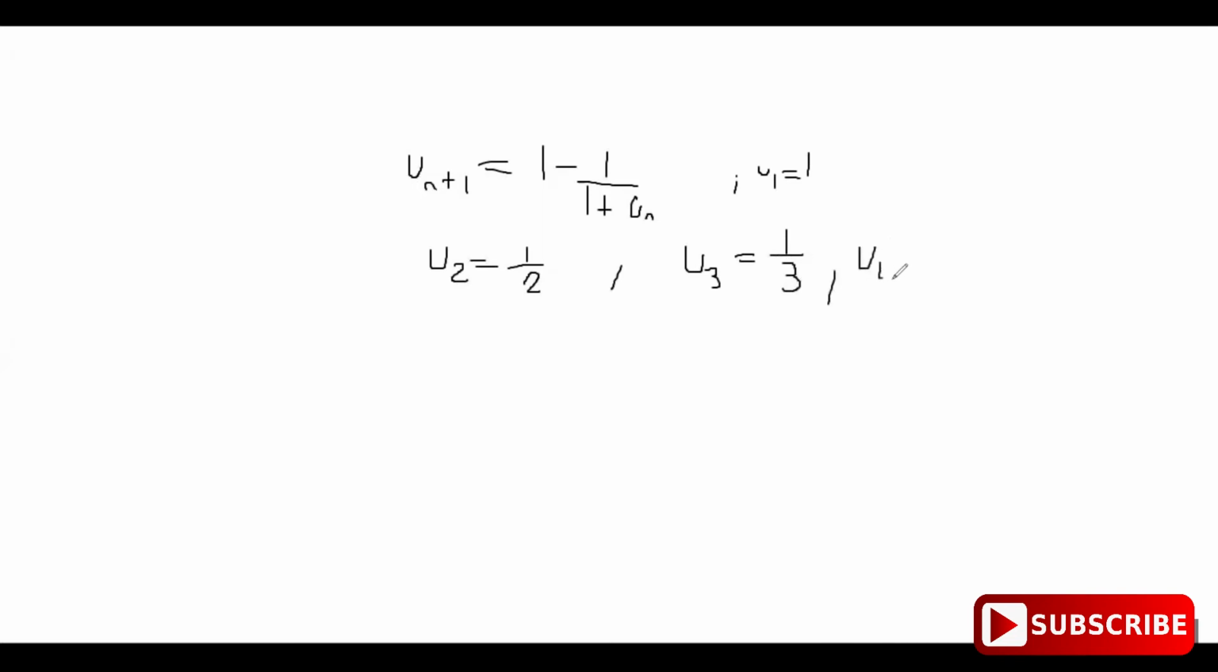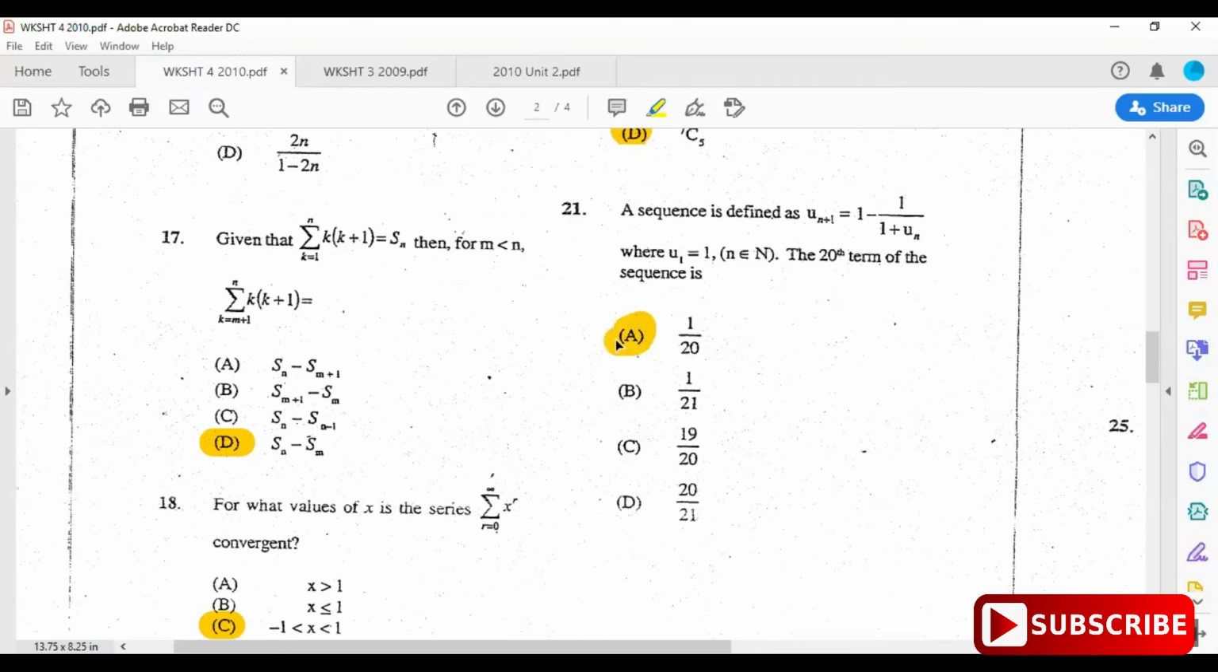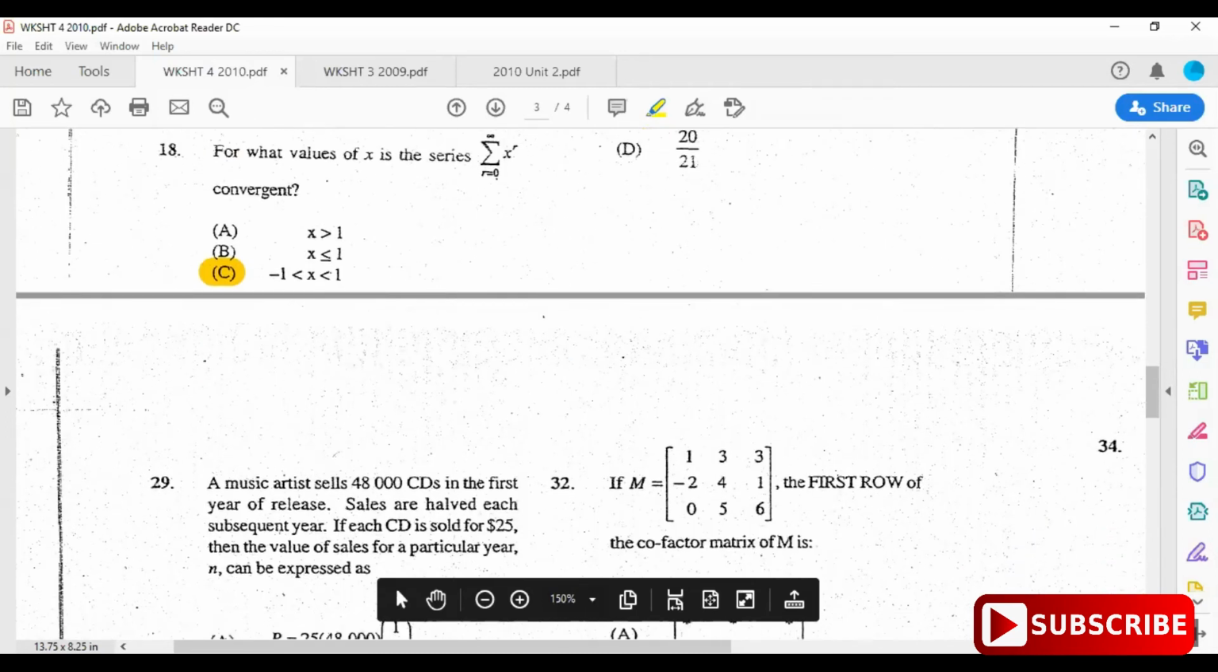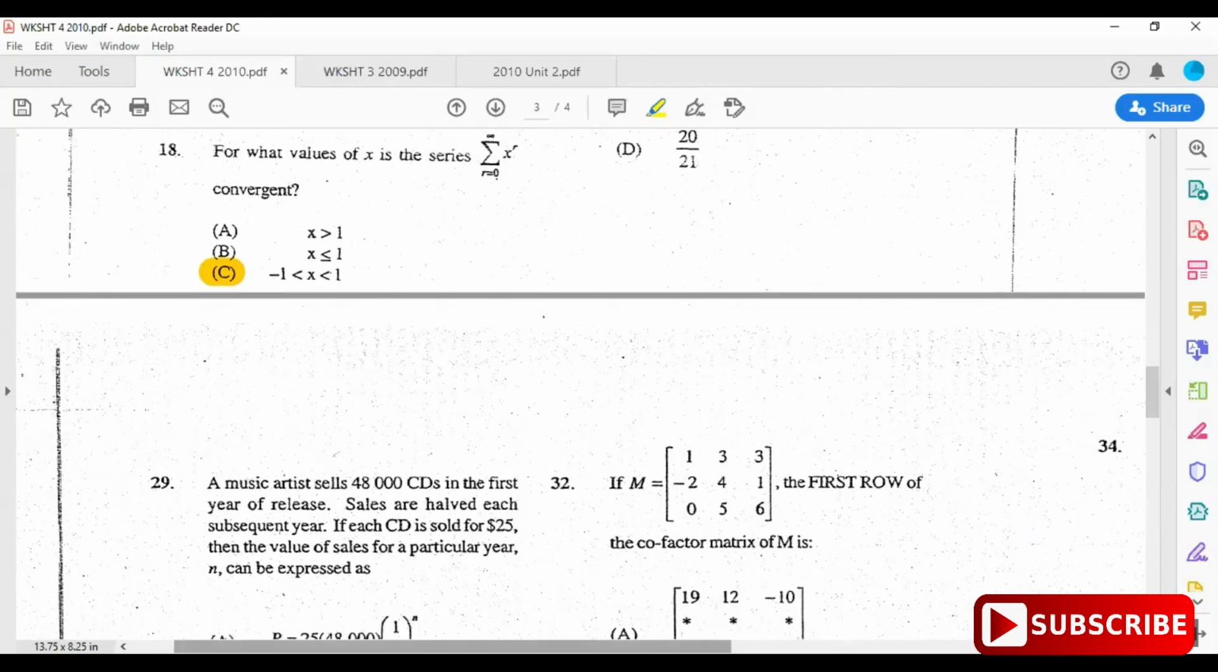So the general term is u(n) equals 1 over n. Exactly. So u4 is 1 over 4, and therefore we can conclude that u20, what they asked for, is equal to 1 over 20. Very good. That's where the pattern is going, which is A. Easy. That's A? Yeah, that's A.